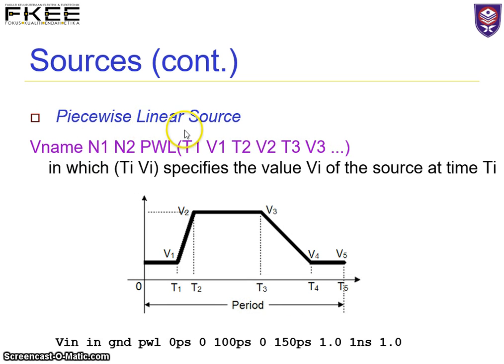This is a piecewise linear source, which is an arbitrary signal which doesn't have a specific, regular shape. So at 0, this is the value V1. At T1, the value is V1. At T2, the value is V2. At T3, the value is V3, and so on. So you have an irregular shape.